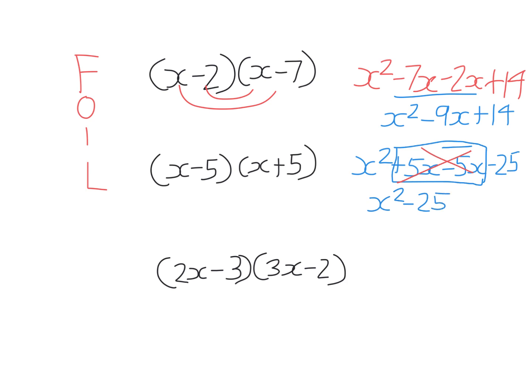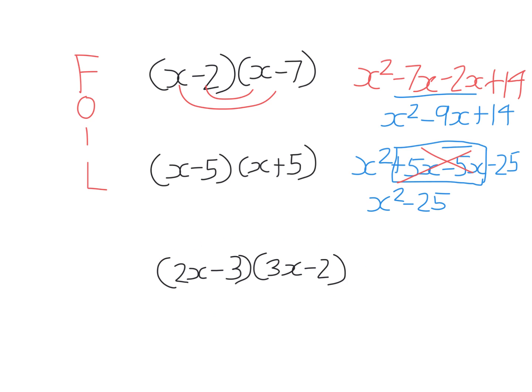So this is a special expansion called the difference of two squares. If you have the same thing in each bracket, but different signs, one has a minus, one has a plus, you just square the first, square the second, and stick a minus in front of them.